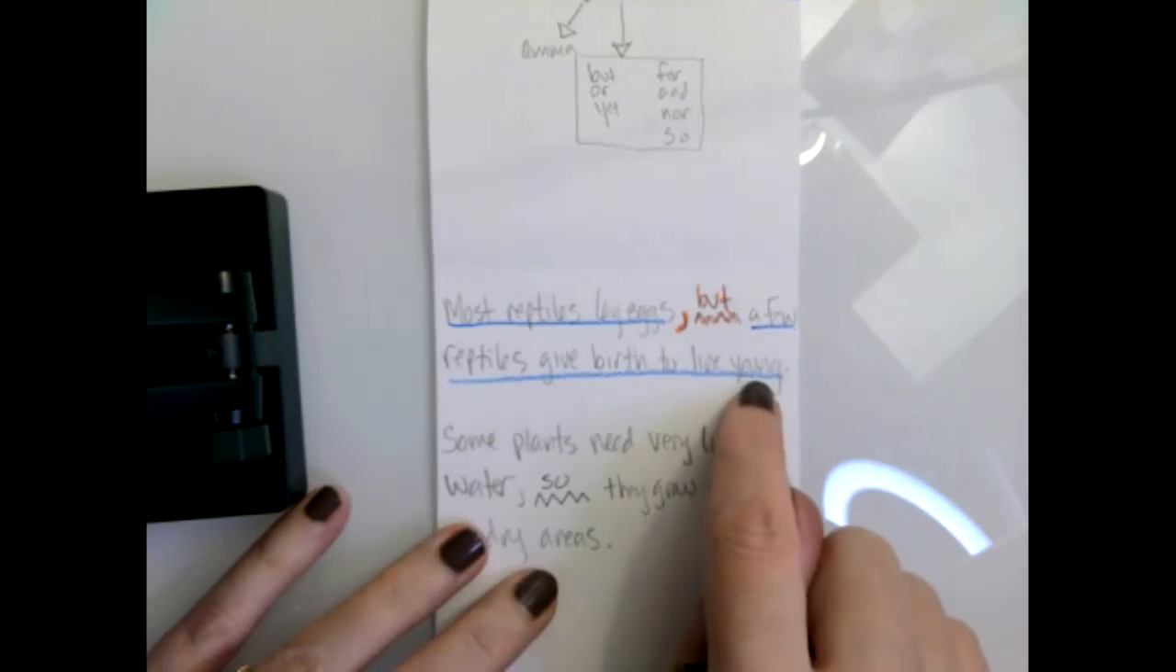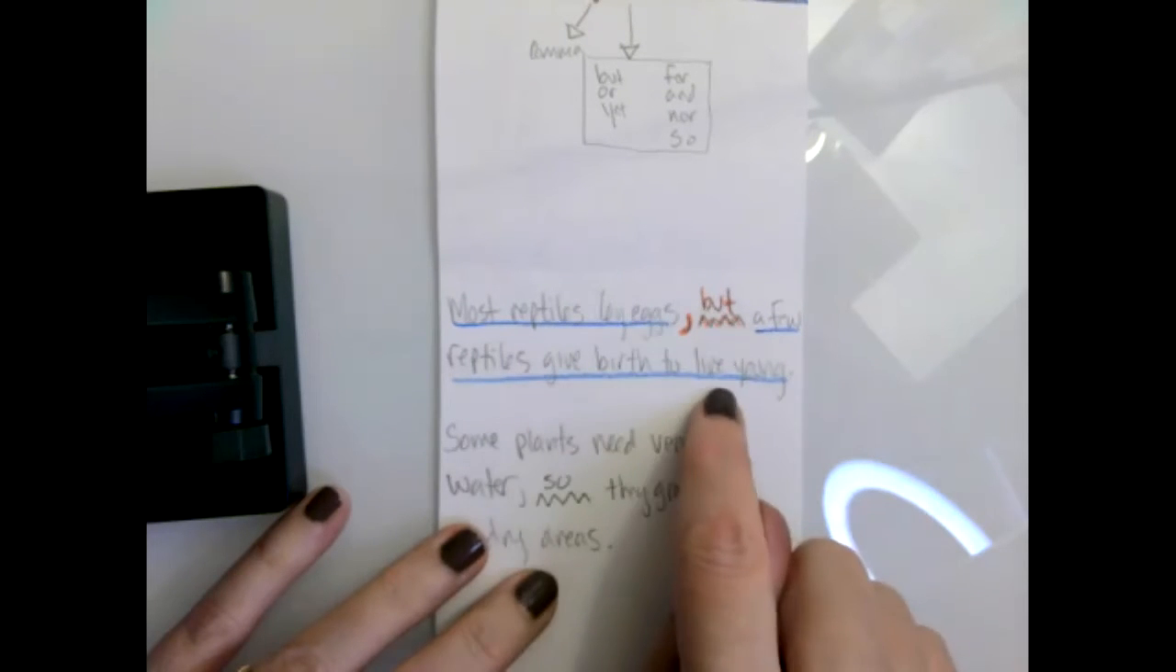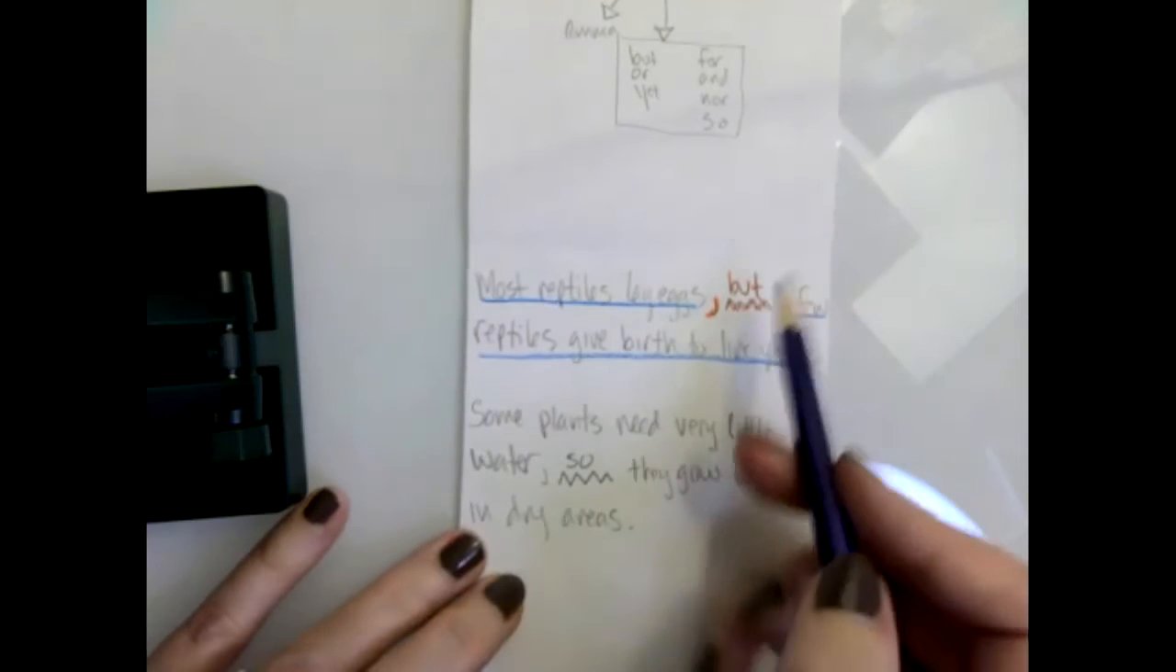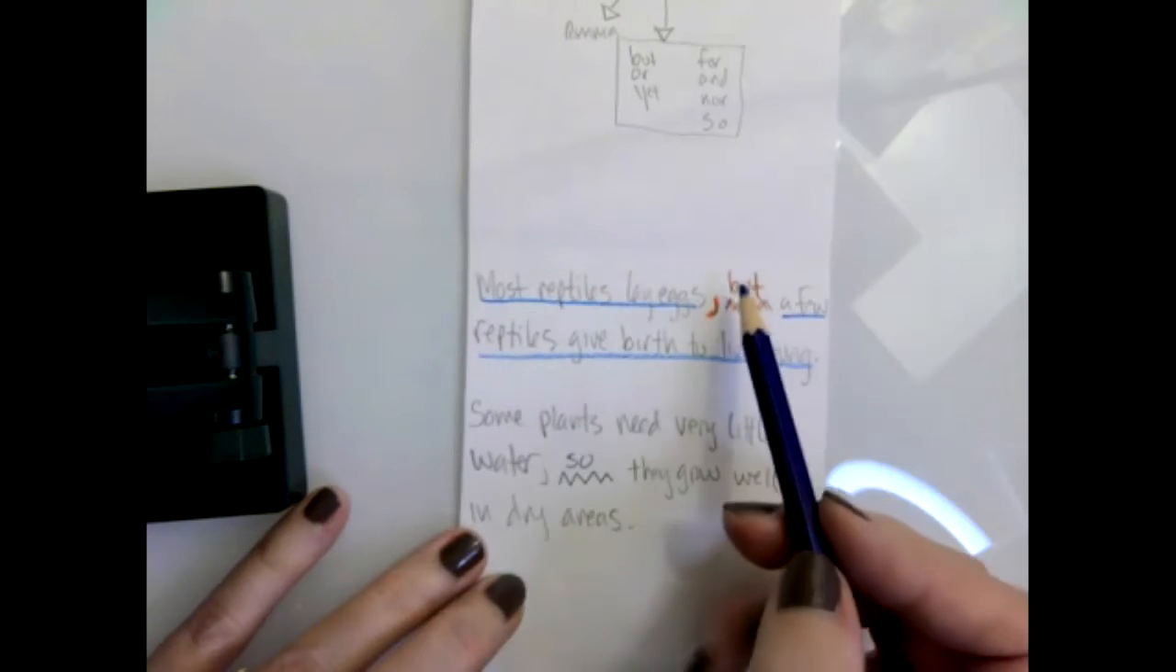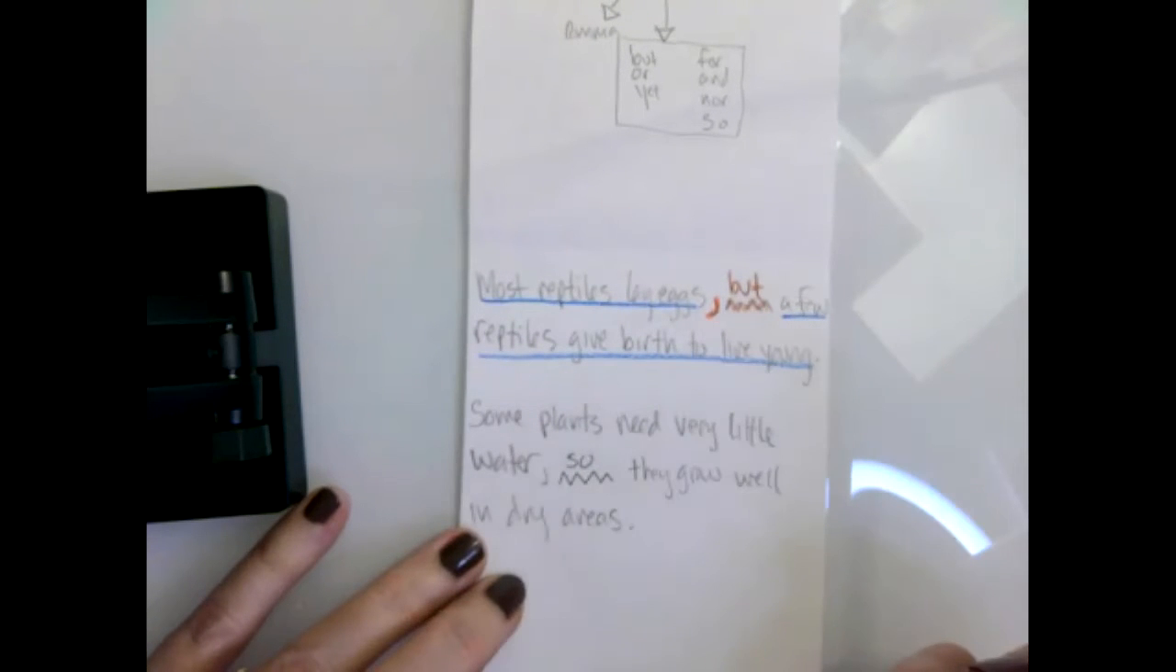If this is not a complete thought, then we don't have a compound sentence, and we shouldn't have a comma and a coordinating conjunction. We wouldn't have a comma, we would just have the coordinating conjunction.